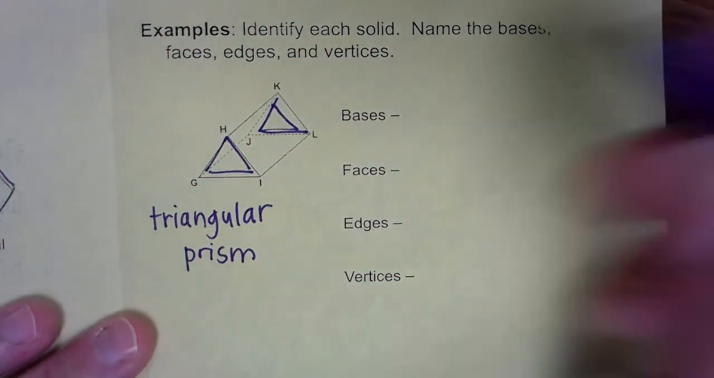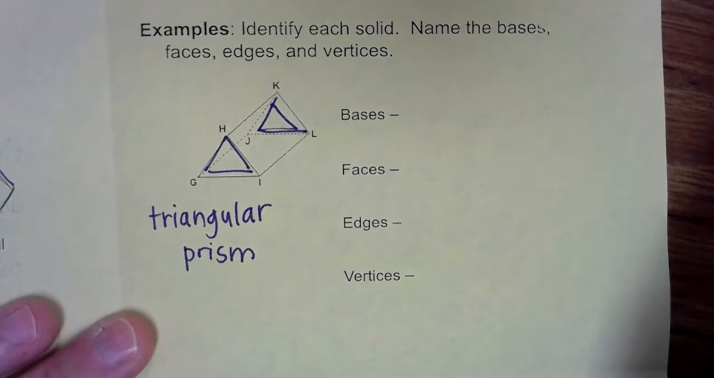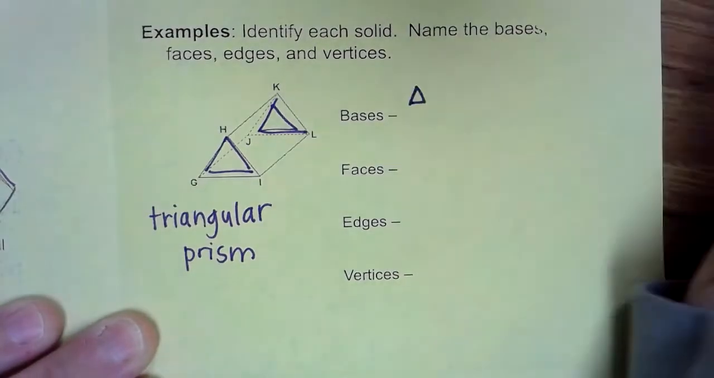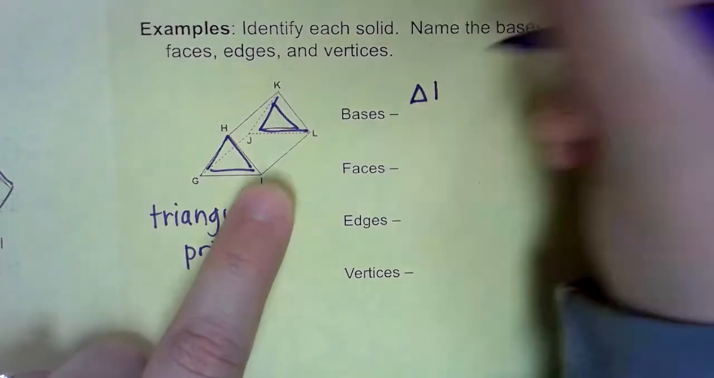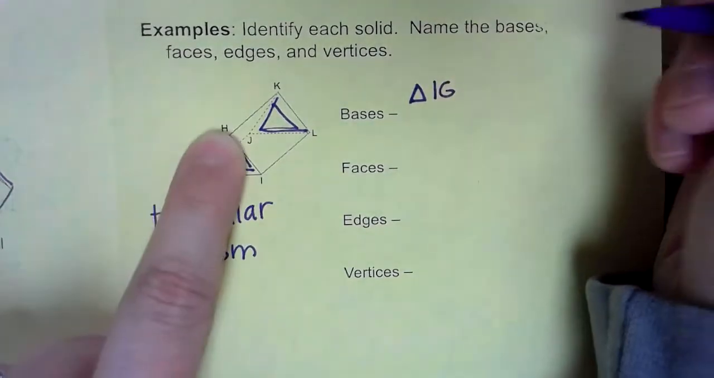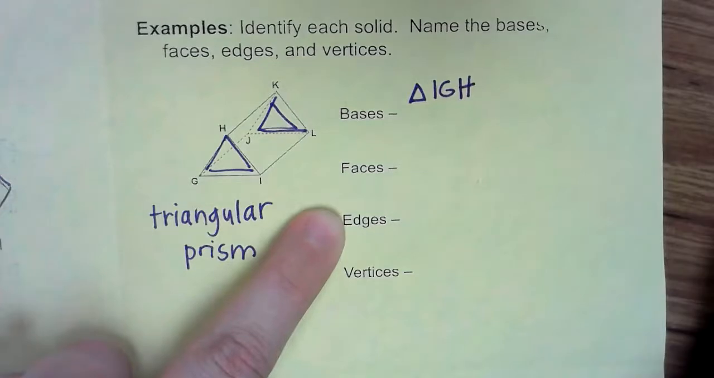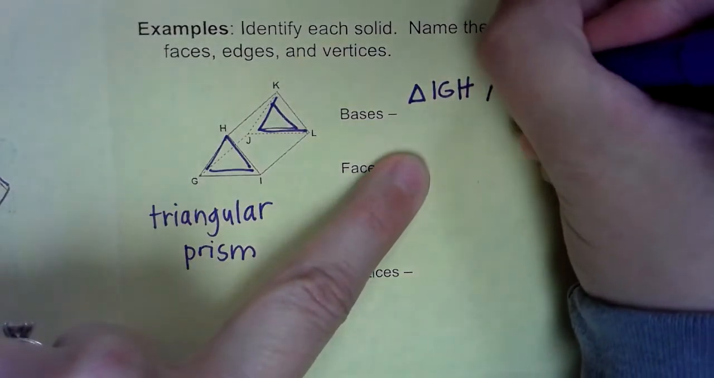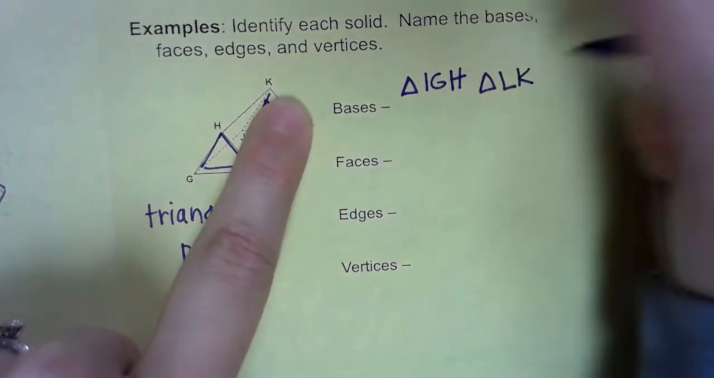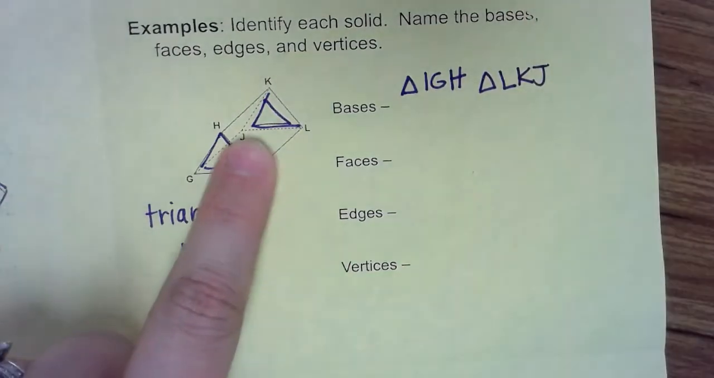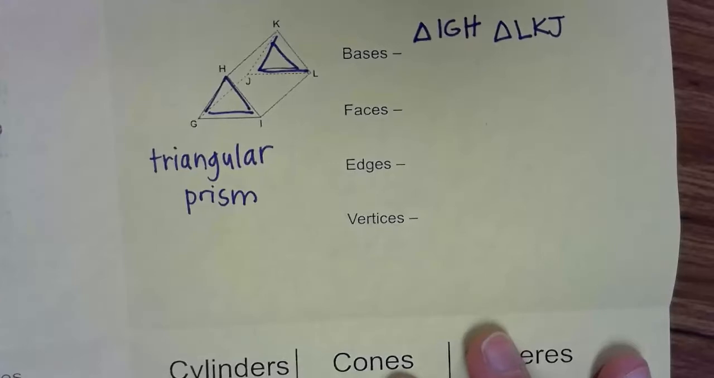So I'm going to start by naming my bases. I just outlined them for you in purple. They're triangles. So I'm going to do triangle, and then I'm going to pick a vertex to start at. I'm going to start at I. So I, G, H. The other one I can call triangle L, K, J. I went in a different order that time just for fun.